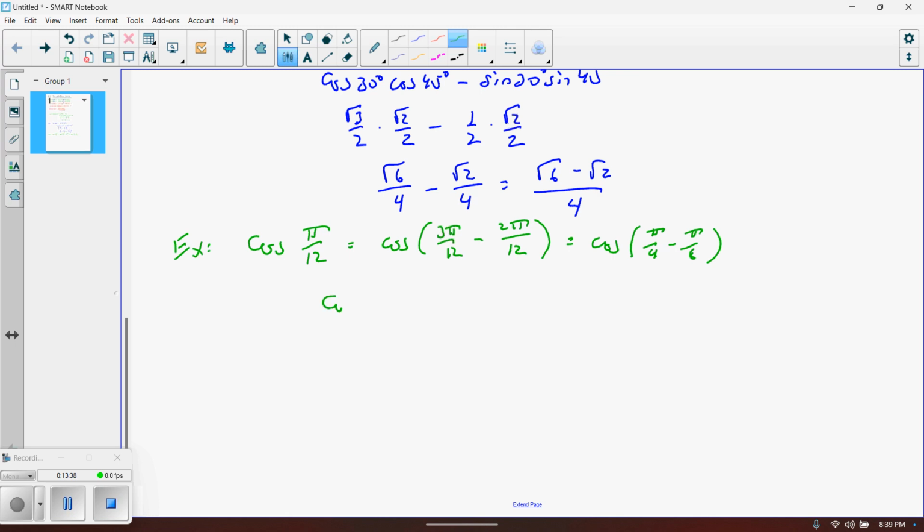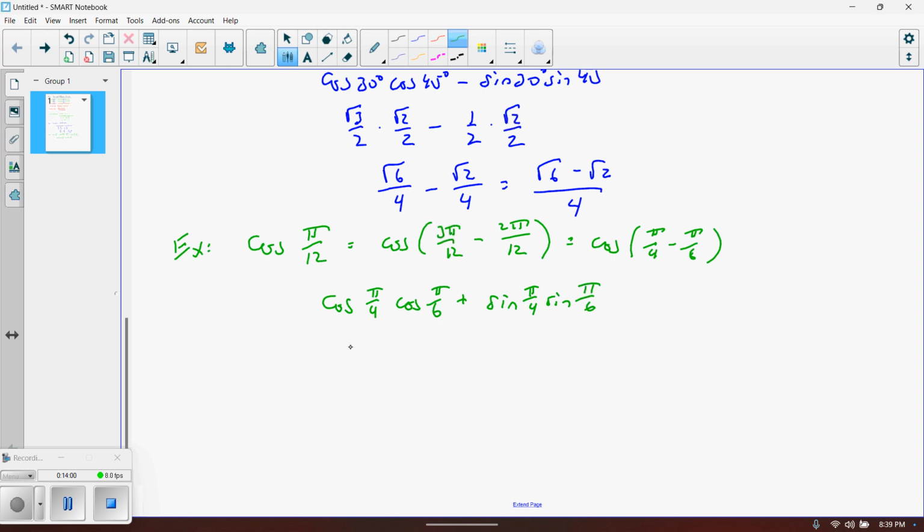So again, it would be cosine of the first angle, cosine of the second angle, and since it's a minus, since we're doing a subtraction, this one becomes plus, and then it would be sine of the first angle, sine of the second angle. And again, we know all these values.